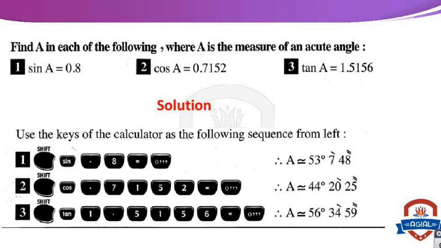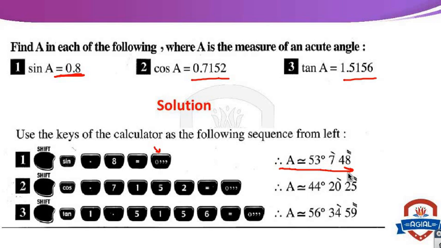Find the measure of A in each of the following, where A is the measure of an acute angle. Sine A equals 0.8, cosine A equals 0.7152, tan A equals 1.5156. Find A, find the measure of the angle. Okay, shift sine 0.8 equals, comma, then the measure of angle A equals 53 degree 7 minutes and 45 seconds.